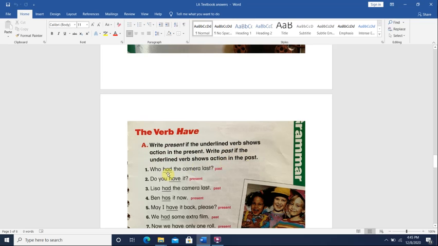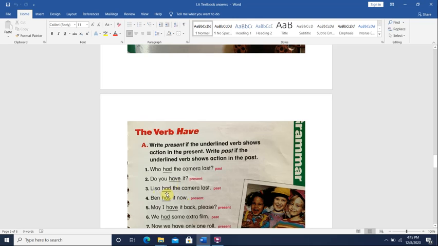So as you see here, the underlined verb here is have, but we have to determine whether the verb is in the past or in the present. Number 1, who had the camera last? Past. Had is in the past tense. Do you have it? Have is used in the present. So we write present.